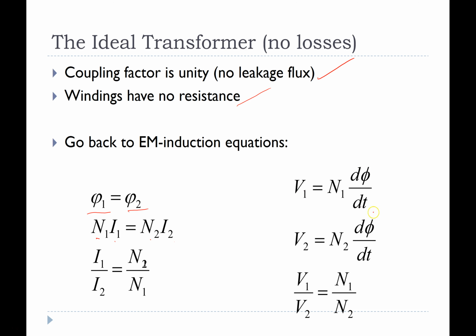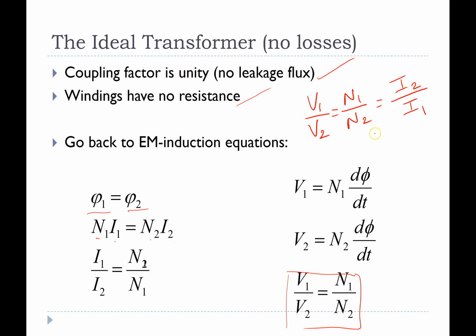And we could do the same thing with the voltage, and we have V1 is equal to N1 dφ/dt, V2 is equal to N2 dφ/dt, and then we could get the relation V1 on V2 is equal to N1 on N2. So we have V1 on V2 is equal to N1 on N2, which is equal to I2 on I1. So the V and the N, the number of turns, a higher number of turns is going to give you a higher voltage but a lower current. So this is what it tells you.